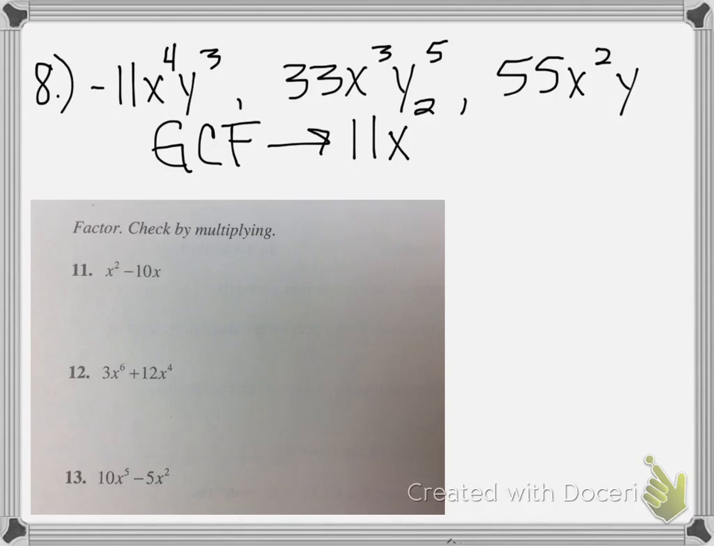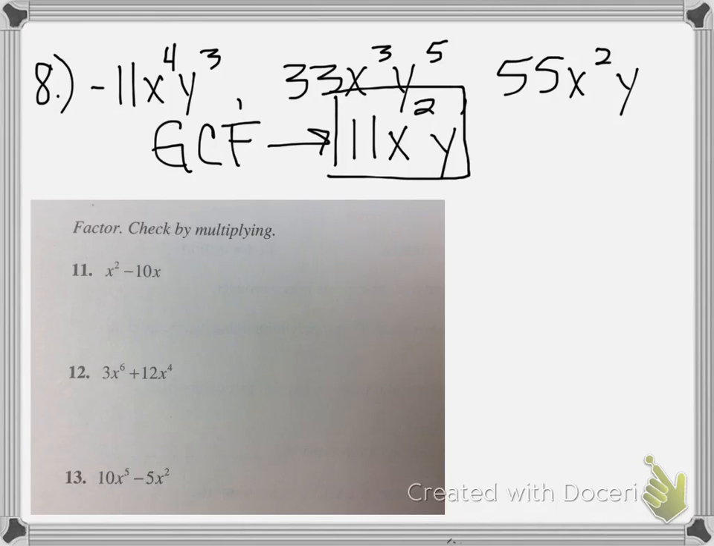Now let's look at the y's. We have y cubed, y to the fifth, and y. The first monomial has y cubed, or y times y times y. The middle one has y to the fifth, which, if we expanded that, would be 5 y's. And the last one has a single y. So they all have at least one y, or y to the first. So our greatest common factor is 11x squared y.